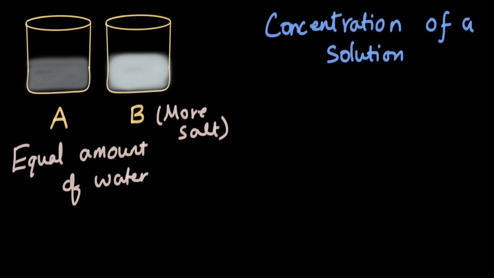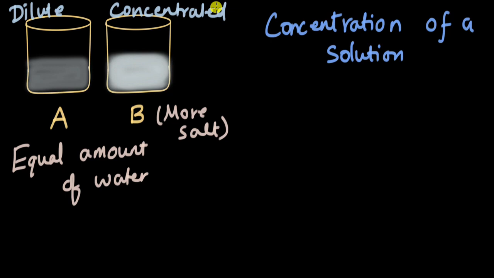Or we can use the words dilute and concentrated. We can say that this is a dilute solution and this is a concentrated solution. Now the word dilute or concentrated can only be used when you are comparing it with something else. If you only had beaker A, you can't really use the word concentrated or dilute, right? Because you use these words when you are comparing it with something else.